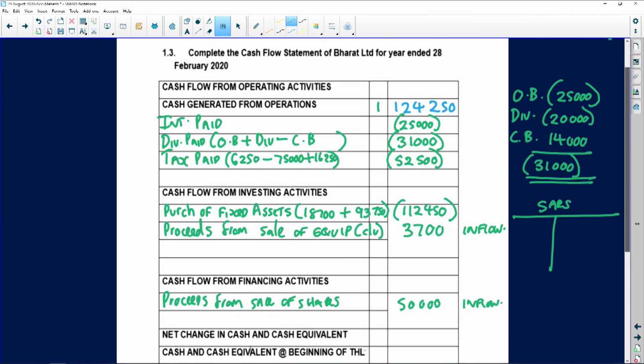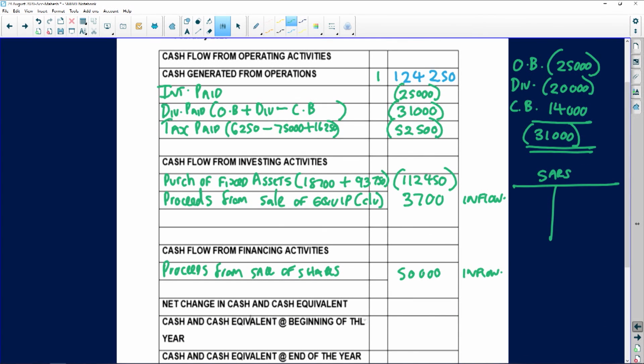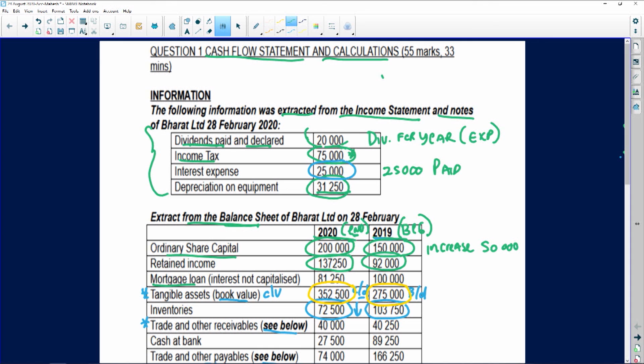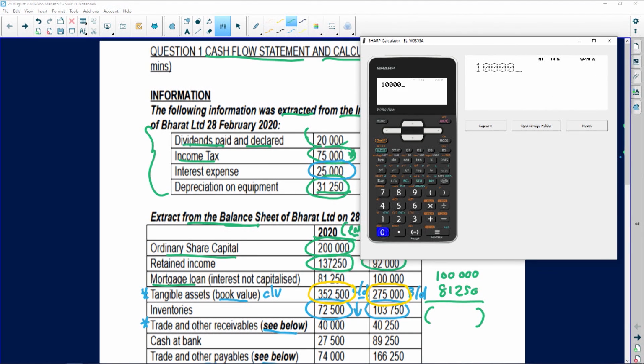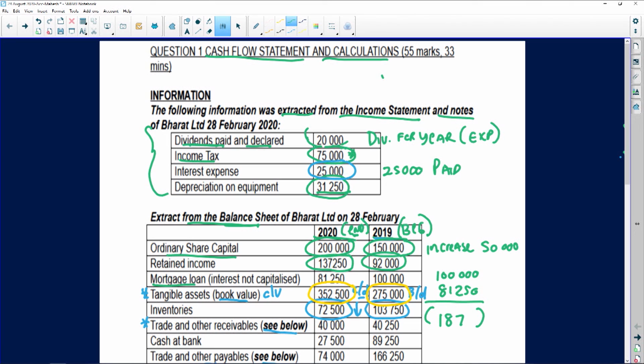Okay, right, I'm trying to quickly look at the loan amount because we don't have much time left. So looking at the loan, your mortgage loan, interest is not capitalized, so very, very straightforward. So compare last year, 100,000, to this year, 81,250. So clearly we can see that we repaid an amount of, let's just do that on our calculator quickly, 100,000 minus 81,250, we repaid an amount of 18,750, which you will show in your cash flow statement.